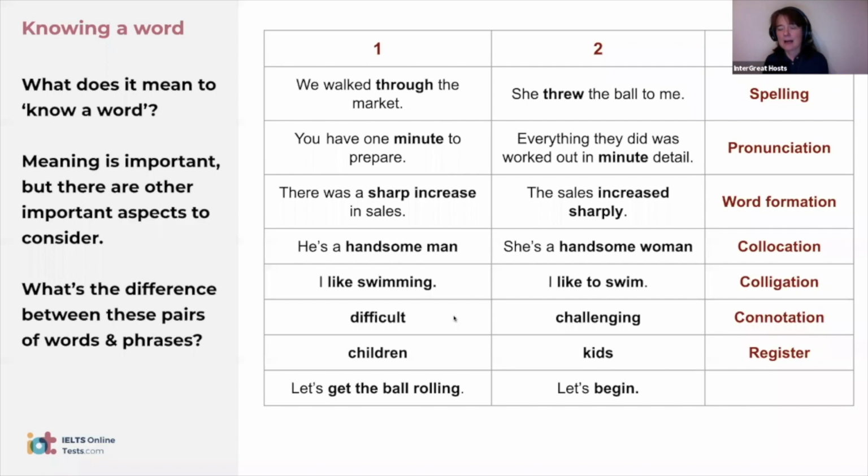And how about the last one? What are we looking at here? Colligation means do you use the gerund or the infinitive or those? Yes, so we're looking at idiom. Is it an idiom or is it just a normal word? And again, in the writing, you would really want to avoid idioms. I wouldn't put any idioms in the writing.